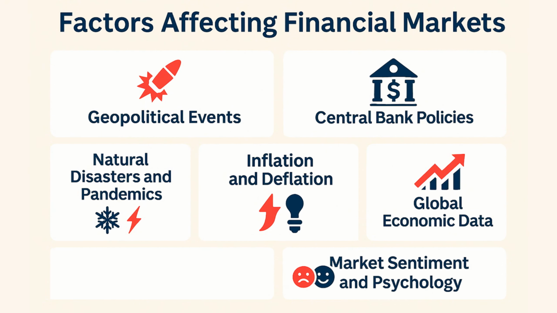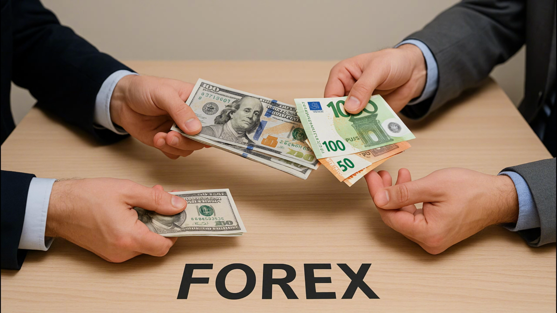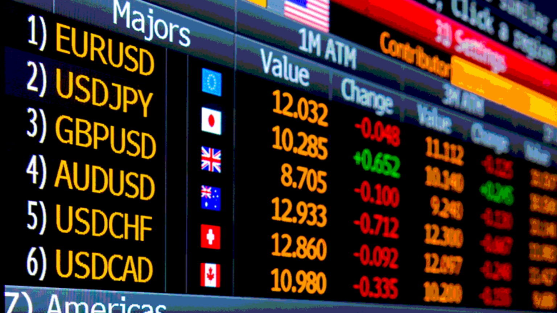Let's begin with Forex. The foreign exchange market, commonly known as the Forex market or FX market, is a global, decentralized financial marketplace where currencies are bought and sold. It's the largest and most liquid financial market in the world, with a daily trading volume exceeding $7 trillion. The Forex market is available worldwide. It doesn't have a central exchange. Instead, trading is conducted electronically over the counter across a global network of banks, brokers, and financial institutions.